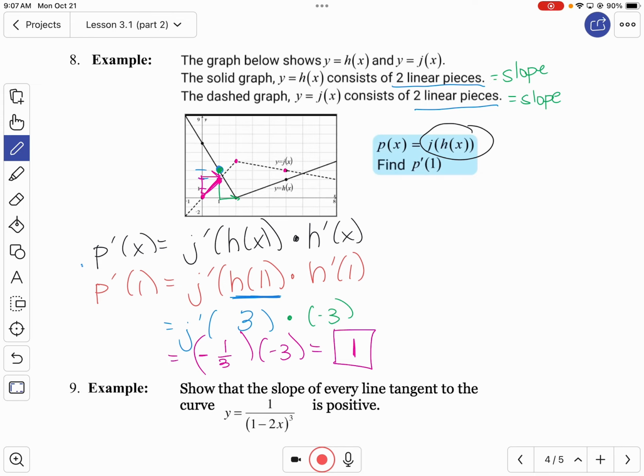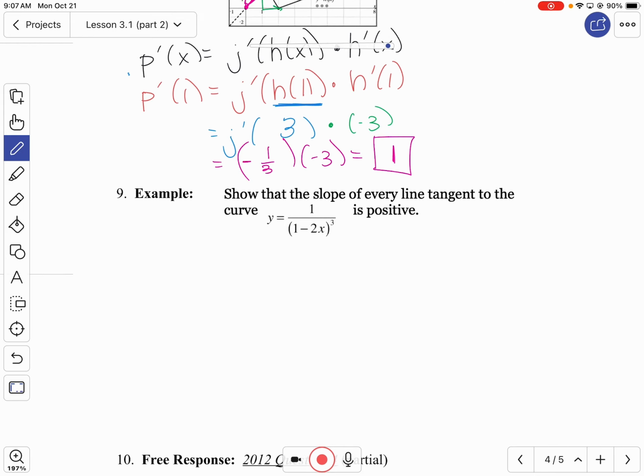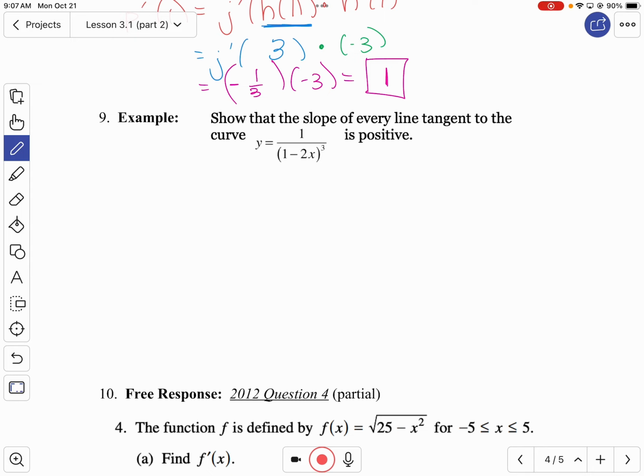Okay. All right, let's look at number 9. Okay. So I think this is an interesting question. It says to show that the slope of every line tangent to the curve y = 1 over all of that is positive. Okay. So let's think about what we need to do to show that. Okay. So let's pick it apart.